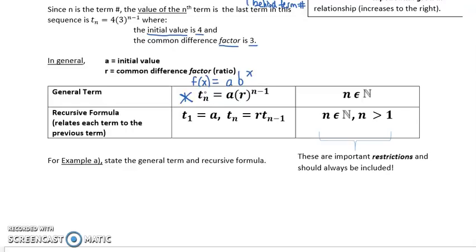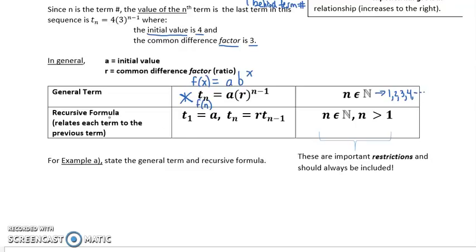So sometimes instead of Tn, you'll see Fn, and that's just turning it into a function. In this case, n is the set of all natural numbers. That means 1, 2, 3, 4, etc. All the numbers you learned in kindergarten.